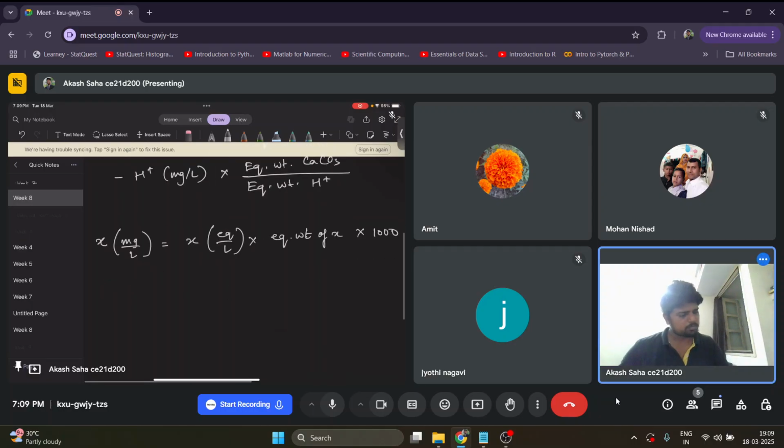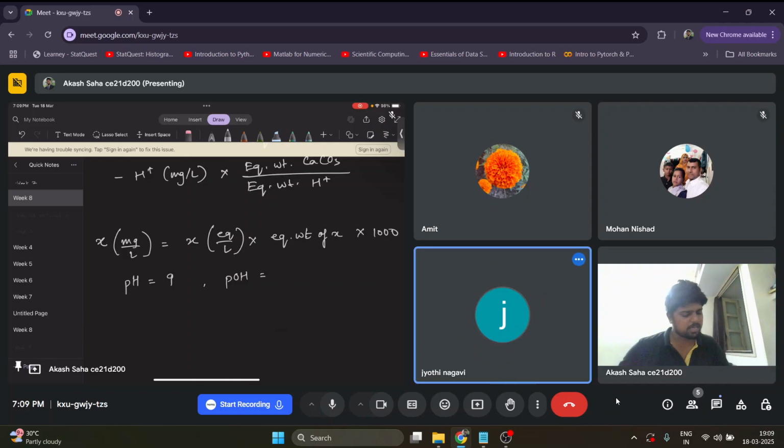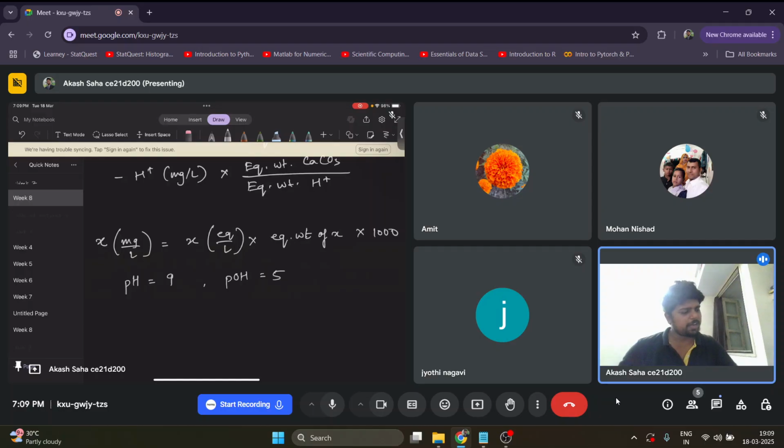Now we know that pH is given as 9. So if pH is 9, what will be my pOH? What will be the pOH? Any idea? 5. Yeah, it will be 5, because pH plus pOH we consider for any aqueous solution as 14. So pOH will be 5.